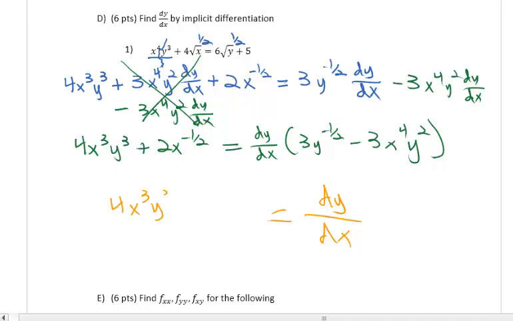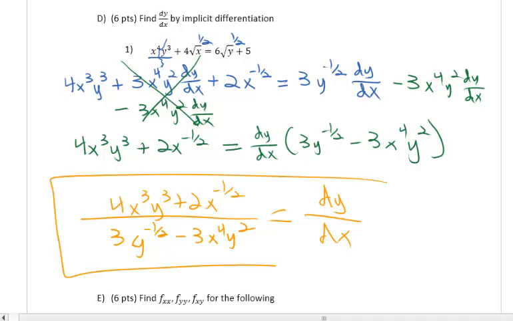4x cubed y cubed plus 2x to the negative 1/2 over 3y to the negative 1/2 minus 3x to the 4th y squared. And we have our solution.